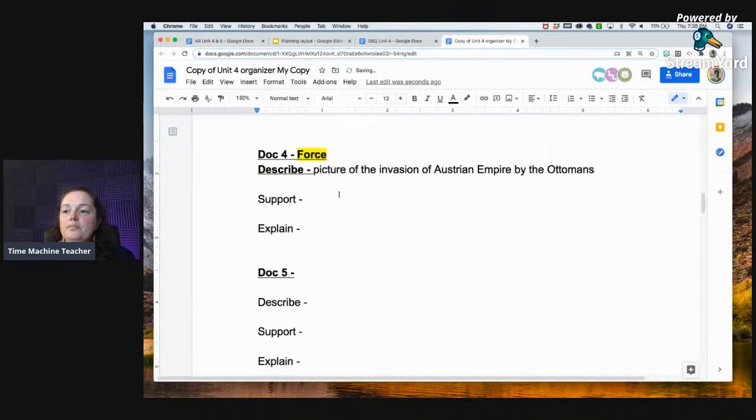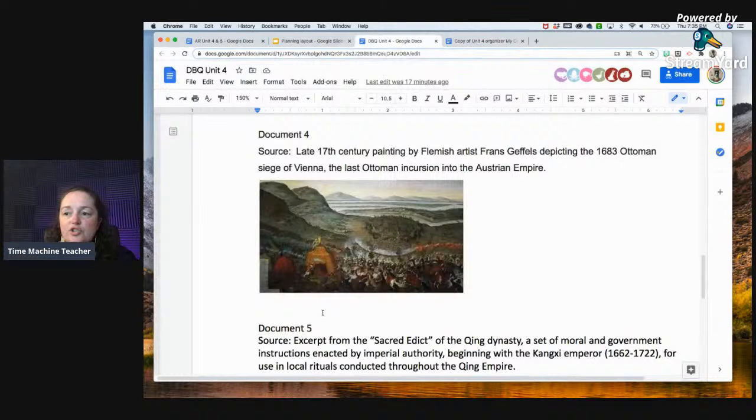And what could you use out of here to show force? Well, the fact that they are invading shows force. They're camped all around. It almost looks like they're blockading them or blocking them from getting out, almost like a siege. Conquering of Austria by militarism. Yeah, I'm not sure if they used the word militarism for this time frame, but you could definitely say like trying to invade them, conquer them using the military.